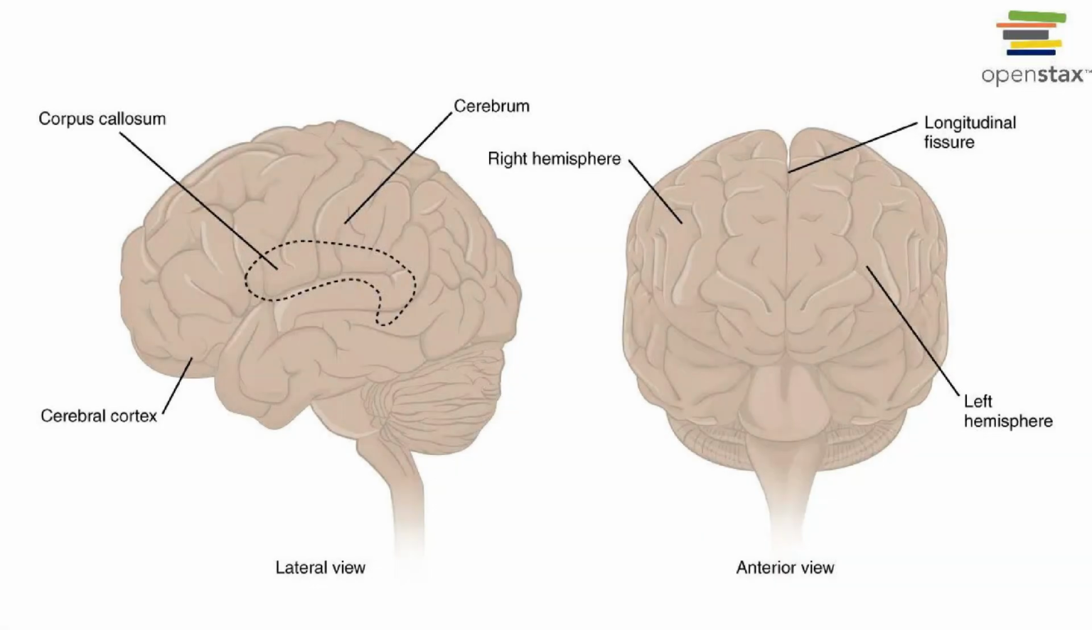The cerebrum forms two hemispheres, left and right, separated by the longitudinal fissure and connected by a thick tract of white matter called the corpus callosum. The corpus callosum allows communication between both hemispheres, ensuring the two sides of the brain work together.